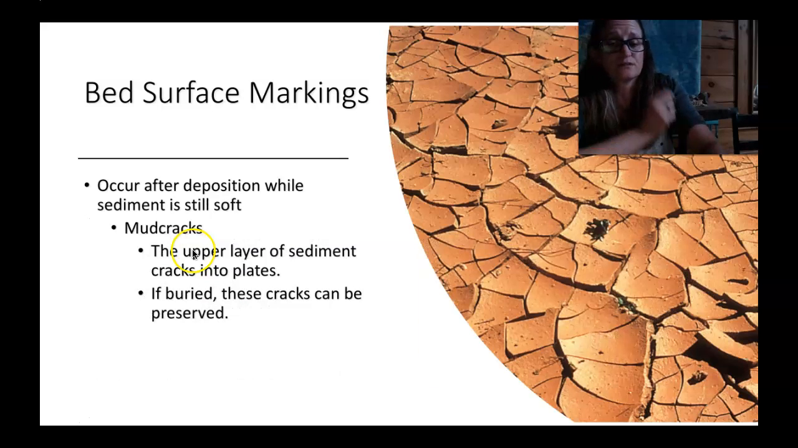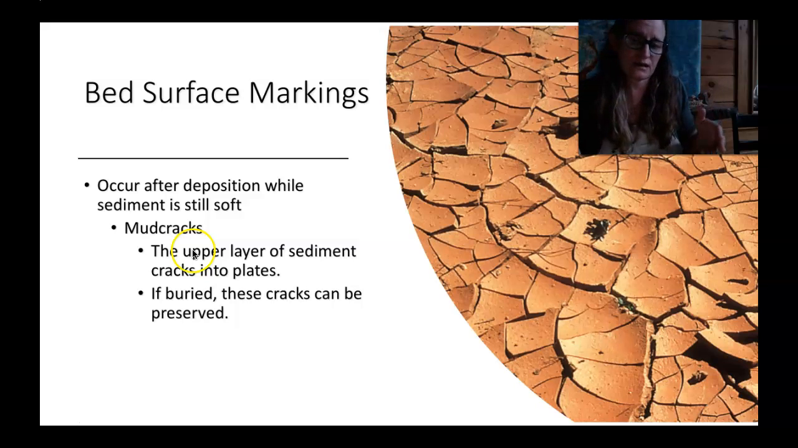On the surface of the bed, the top layer, different things can happen to it after it's deposited and exposed. If it's a clay-rich sediment that's wet and then it dries up, those clays absorb water, and when they lose their water, they shrink and crack. So this is mud cracks.